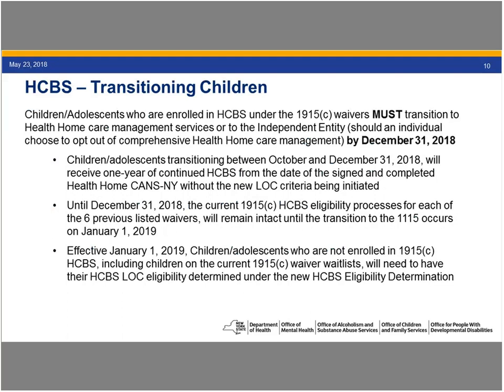So children and adolescents who are enrolled in HCBS under the 1915C waiver must transition to health home care management services, or should the individual choose to opt out of comprehensive health home care management, they will be transitioning to the independent entity, as I mentioned, by December 31st. This transition, again, will happen between October and December of this year. And all the children that transition prior to or at December 31st will automatically have a 1-year continued HCBS service based upon the date of the signed and completed Health Home CANS New York.